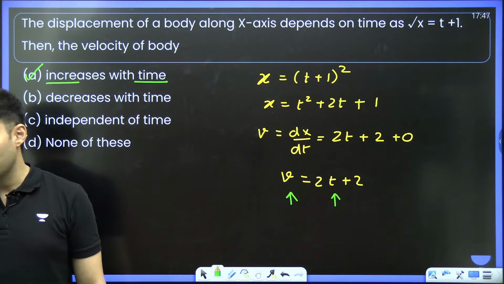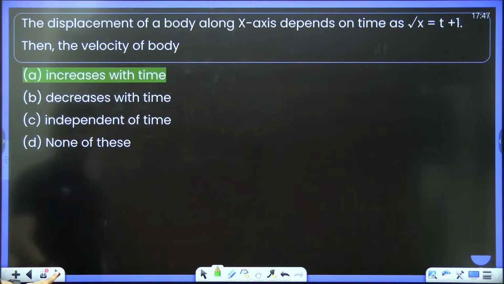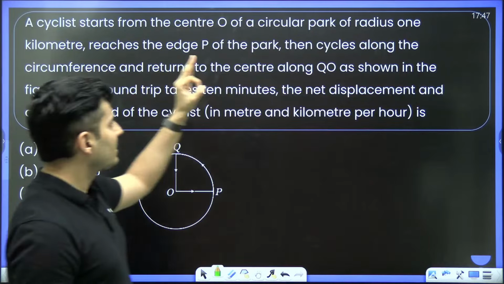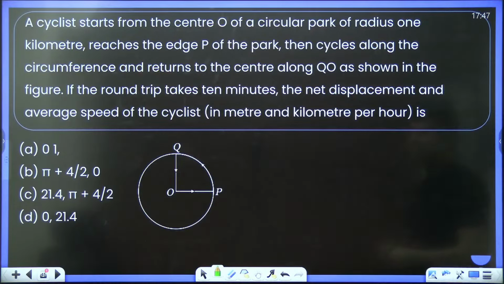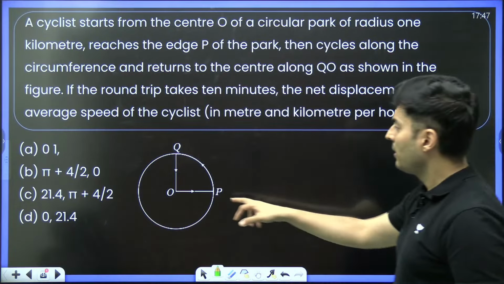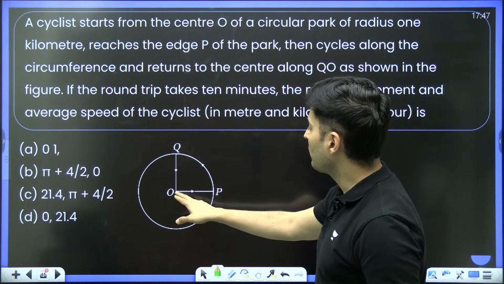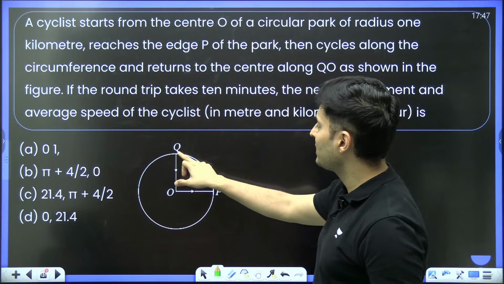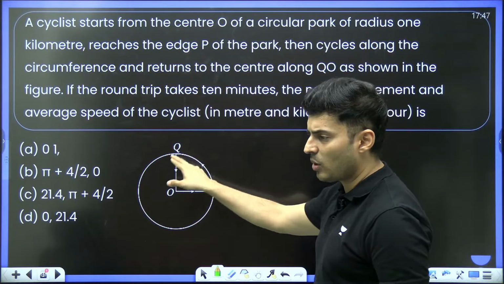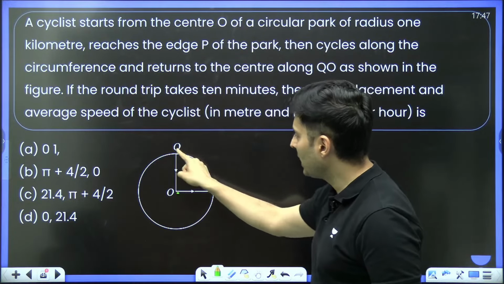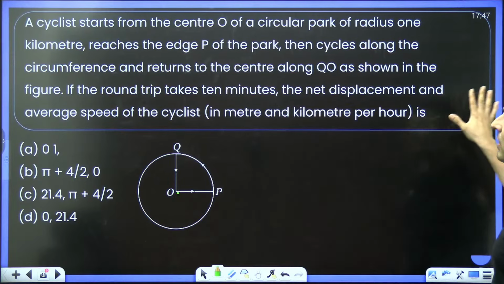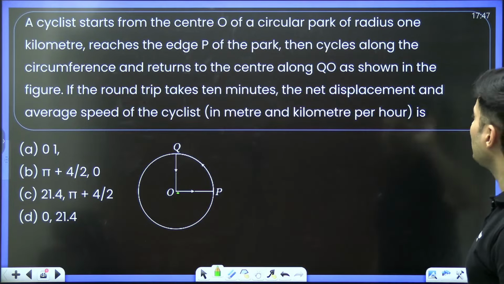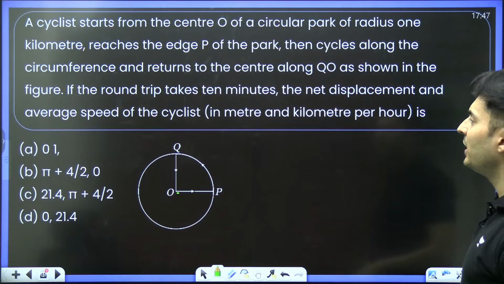Moving on to the next question coming up on your screen. A cyclist is starting from the center of a circular park. He starts from the center O, goes to the edge, goes like this and comes back. You can see the arrow marks probably. He's going like this, going like that and coming back. If the round trip takes 10 minutes, what are the net displacement and average speed?